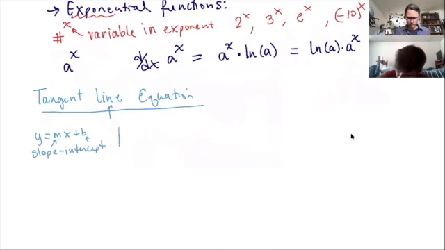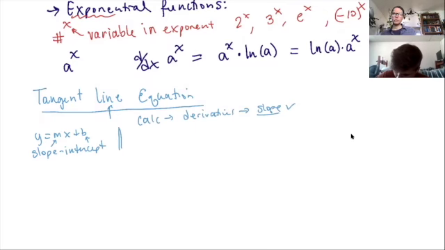But we're in a calculus class. In a calculus class, we're talking about derivatives. So we have the slope, so that's good. But we're usually talking about the derivative in terms of the slope of a tangent line. So we don't necessarily have the y-intercept. What we end up having is another point. And specifically, that's the point of tangency.